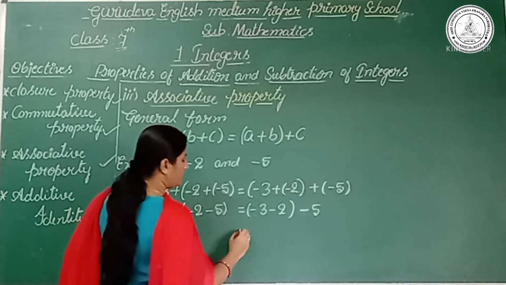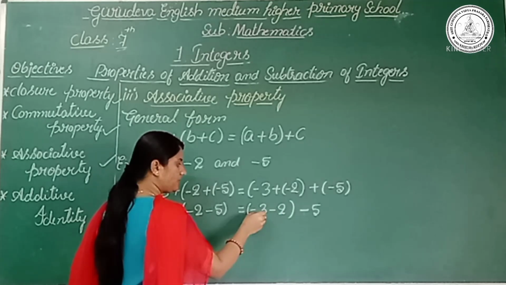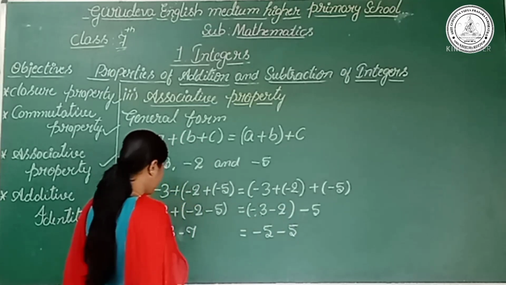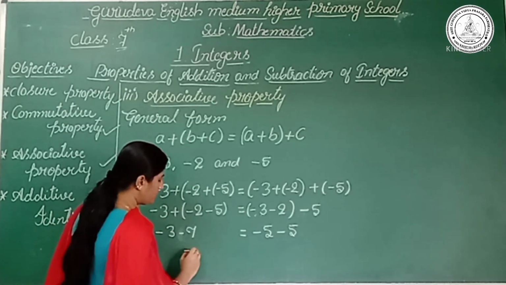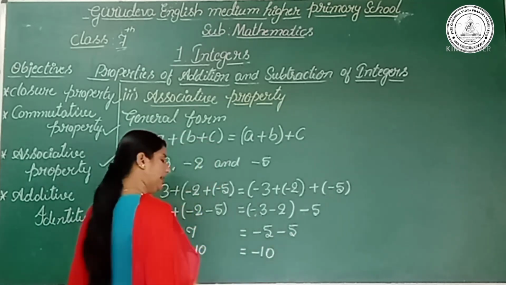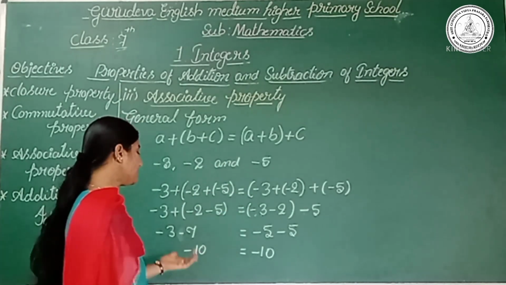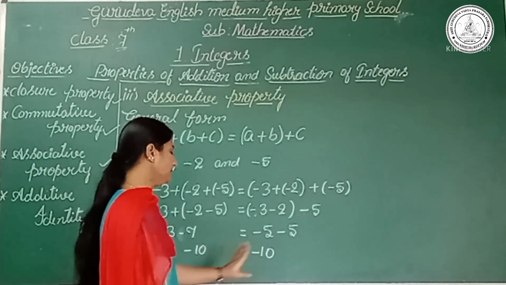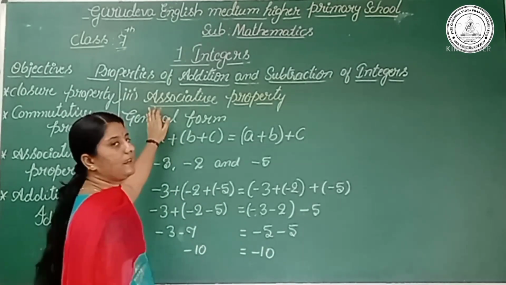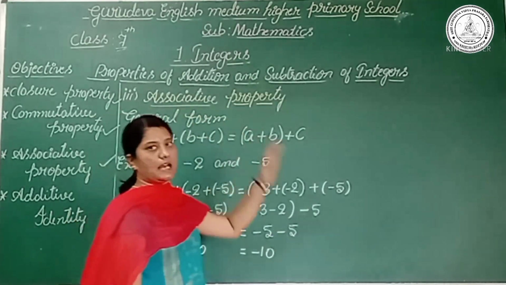On the other side, minus 3 minus 2 is minus 5, then minus 5. Then minus 5 minus 5 is also minus 10. So I made the two different groups, and I get the same sum, that is minus 10, minus 10. Hence we said that integers are closed under associativity.